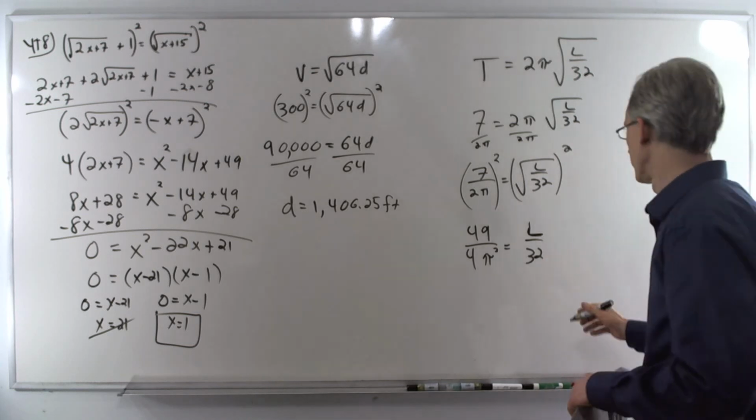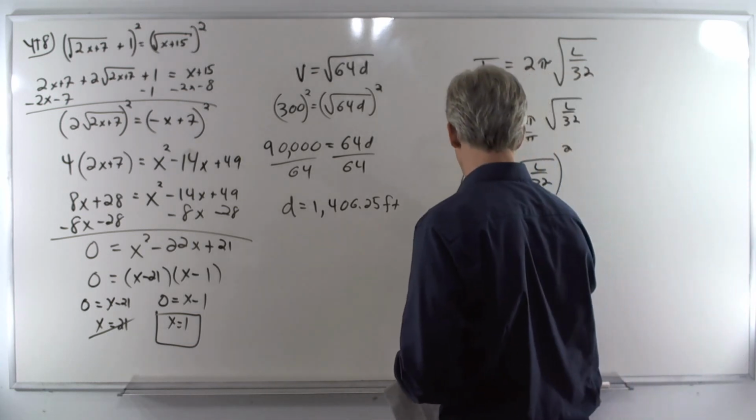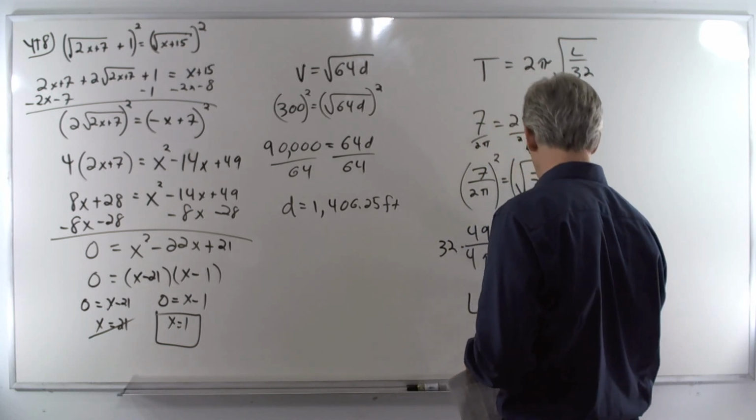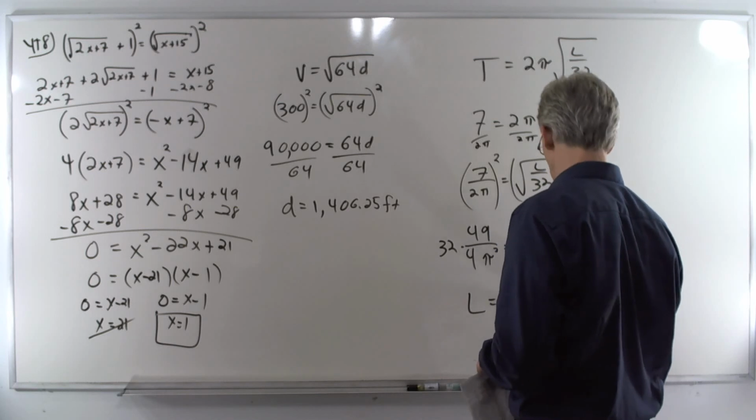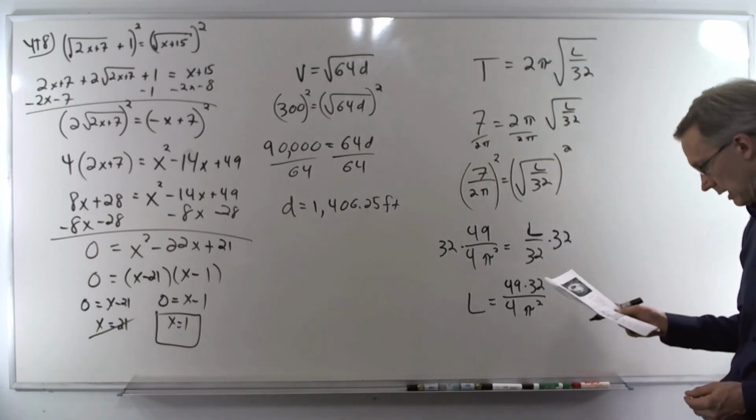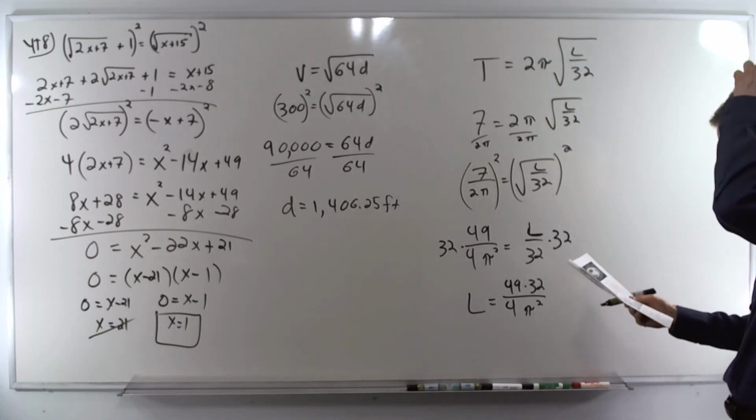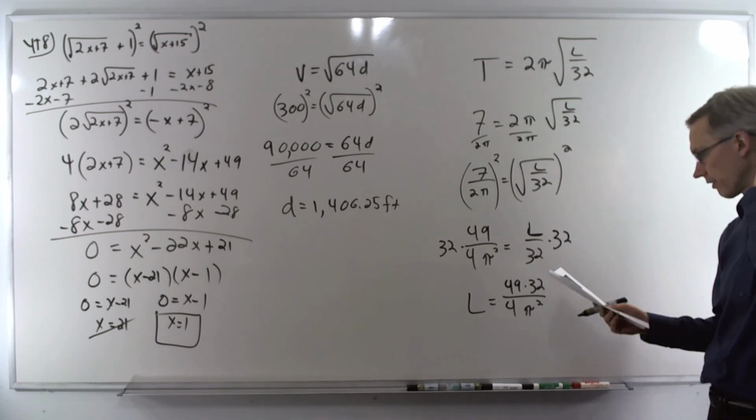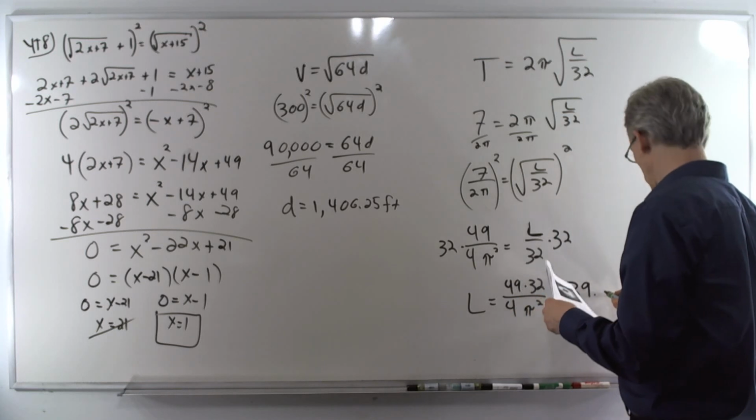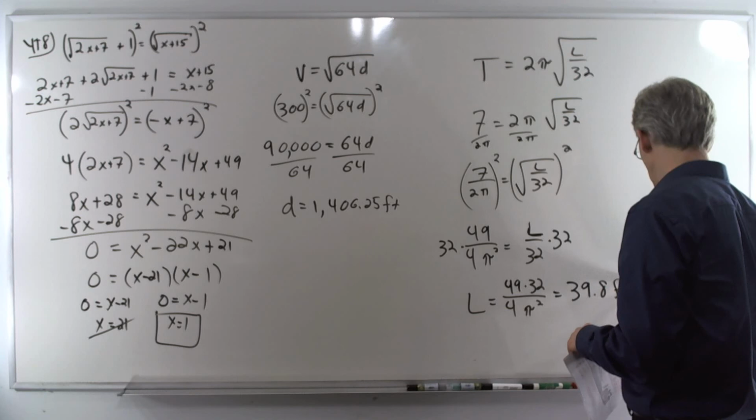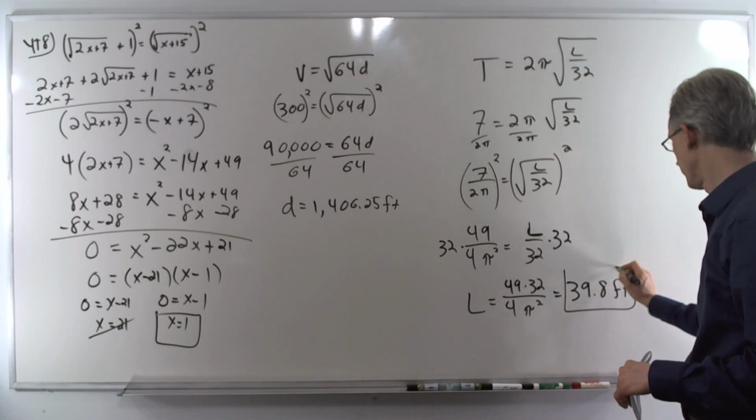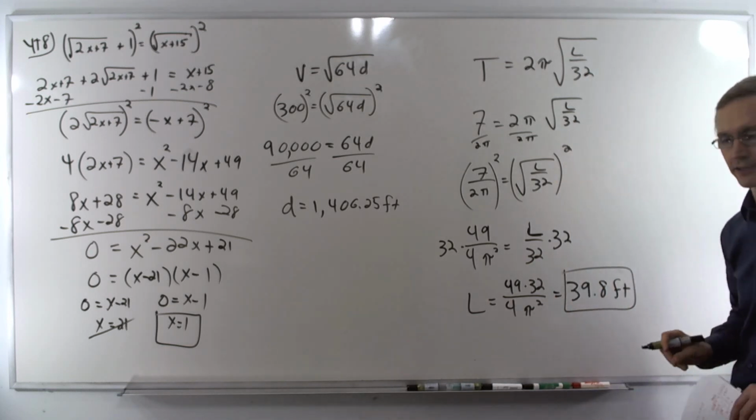Then solving for L, we'll multiply both sides by 32. That gives us L equals 49 times 32 over 4 pi squared. If you plug that into the calculator, that's going to give us a length of 39.8 feet, so nearly a 40-foot pendulum to give you a period of 7 seconds.